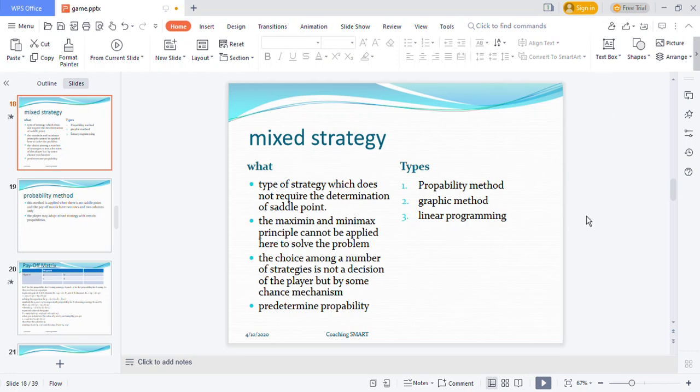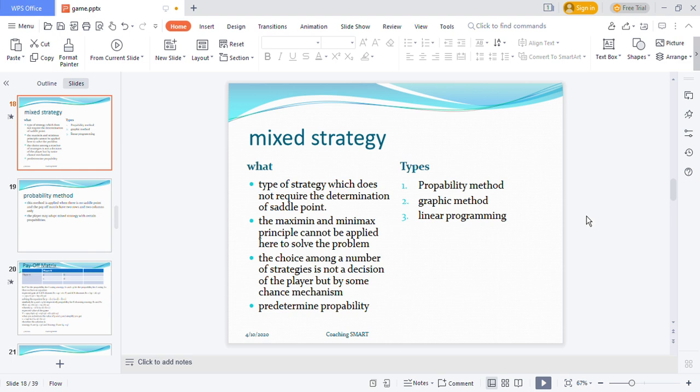This is another session now dealing with mixed strategy. Remember we said there are two strategies. You can employ pure strategy, whereby it is a single strategy formulation, and to determine the value of the game, you make use of the saddle point.